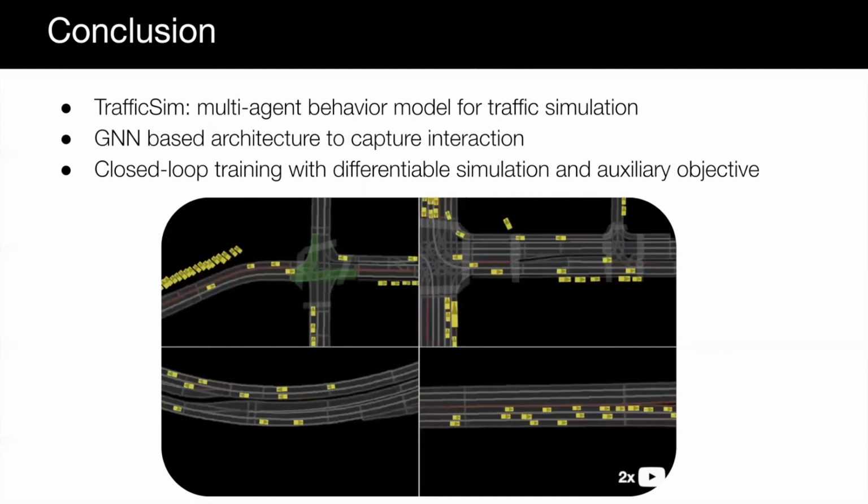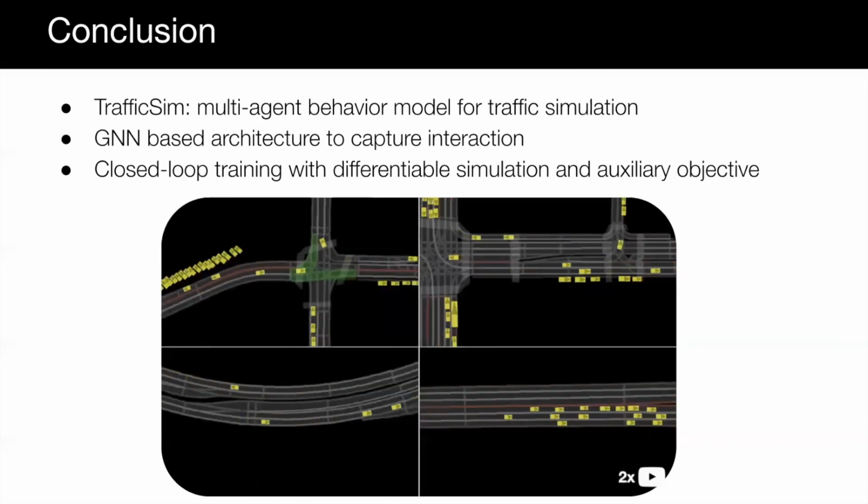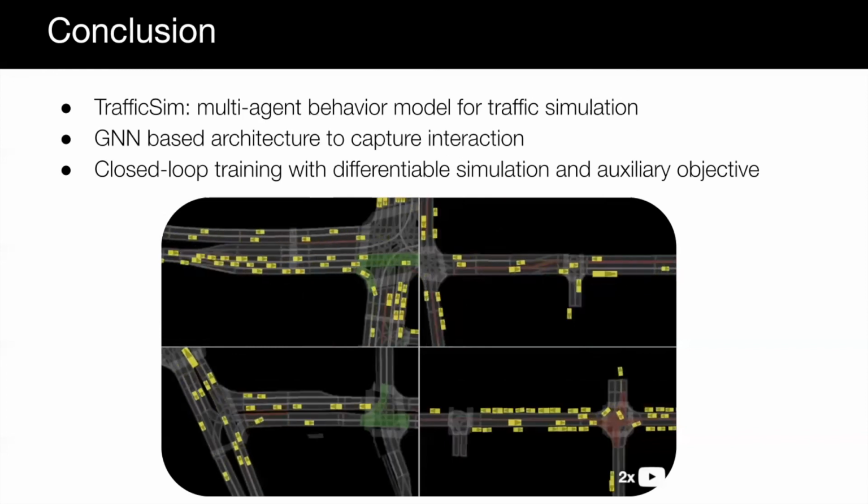In conclusion, we have presented TrafficSim, a multi-agent behavior model for traffic simulation. We leverage a graph neural network-based architecture to capture interaction and use closed-loop training with differentiable simulation and auxiliary objectives for robust simulation across time.